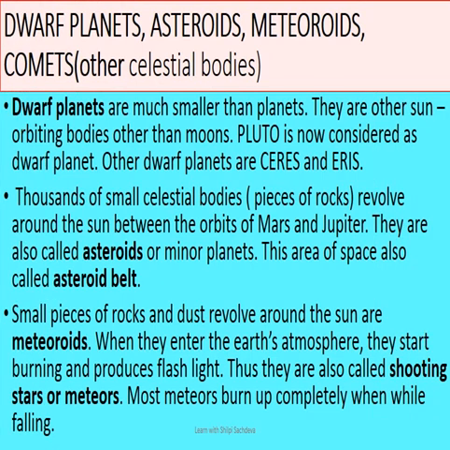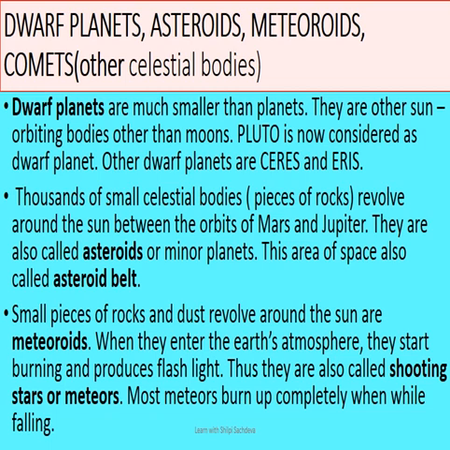Now we have reached the last part of the chapter where we are going to discuss dwarf planets, asteroids, meteoroids and comets in detail. Dwarf planets are much smaller than other planets. They are sun-orbiting bodies other than moons. Pluto is now considered a dwarf planet while other dwarf planets are Ceres and Eris. Thousands of small celestial bodies revolve around the sun between the orbits of Mars and Jupiter. They are also called asteroids or minor planets. This area of space is also called the asteroid belt.